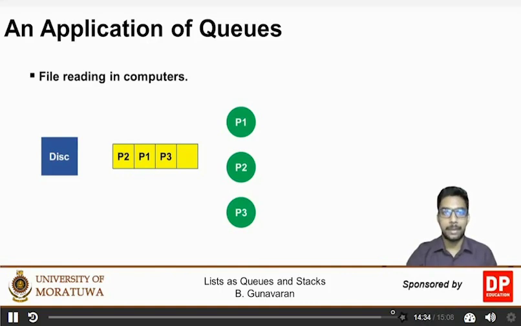In this example, program P2 has made the first request to read a file. P1 has made the second request, and P3 has made the third one. Using a queue ensures that the program which makes the request first will receive the file first, which ensures fairness. This example clearly illustrates how useful queues are.